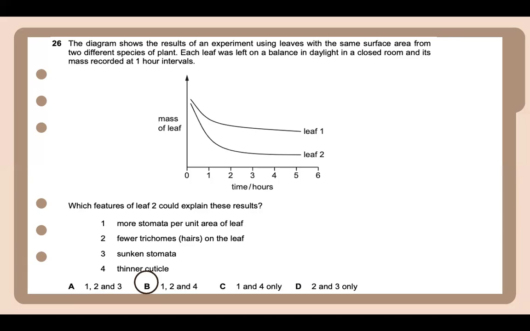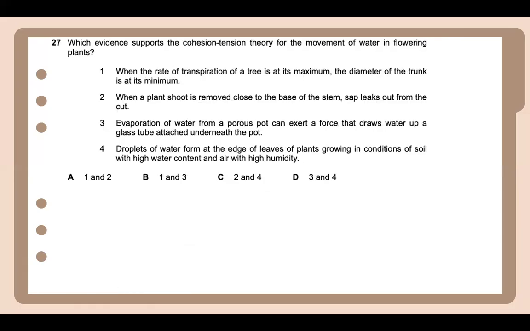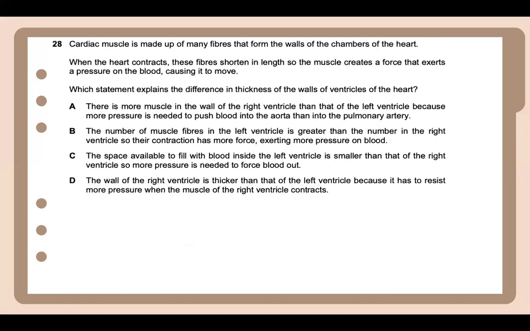So, the answer is statement 1: more stomata per unit area of leaf, fewer trichomes (hairs) on the leaf, and thinner cuticle. Which evidence supports the cohesion-tension theory for the movement of water in flowering plants? The answer is statements 1 and 3.